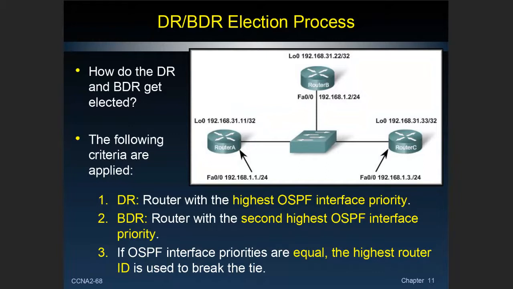If all interface priorities are the same, and by default they're always the same, number 3, the highest router ID will be used to break the tie. How do you get your router ID? Well, these days you manually configure it. Or 10 years ago, you would configure a loopback port, and the loopback port would become the router ID. If we had no designation of the router ID by hand and we have no loopback port, it becomes whatever the highest physical IP address on that router happens to be. Bad practice, we should never do that.